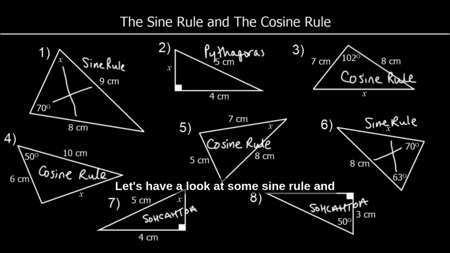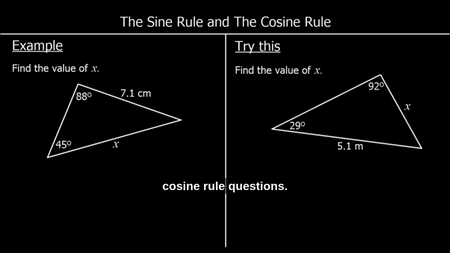Let's have a look at some sine rule and cosine rule questions. So which type of question is this? So is this a sine rule question or is it a cosine rule question? So we have opposites. We have x opposite 88 and 7.1 opposite 45. So it's a sine rule question.